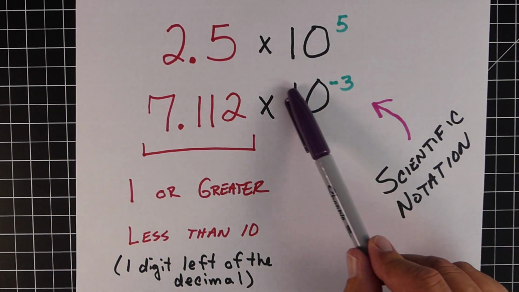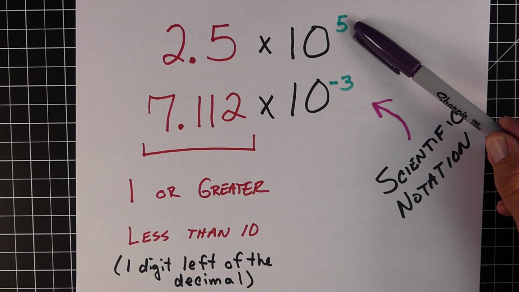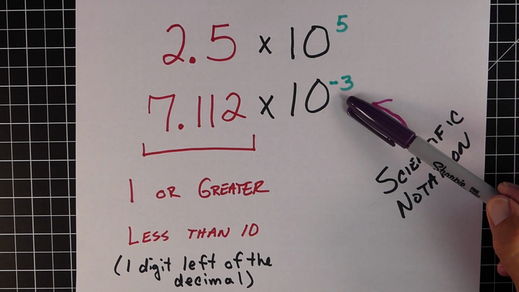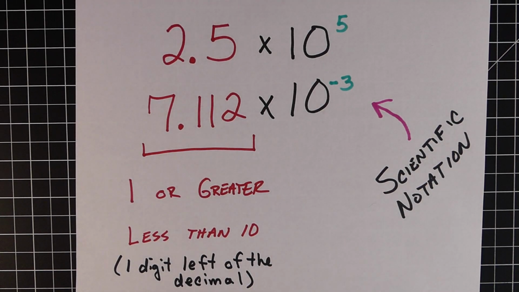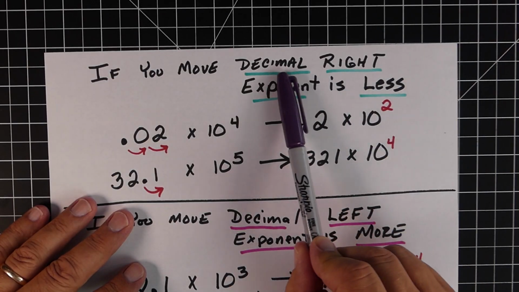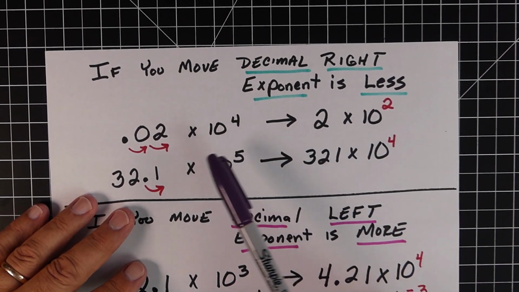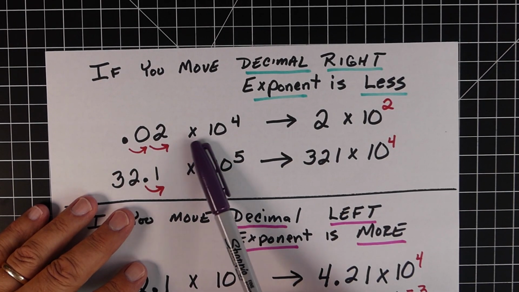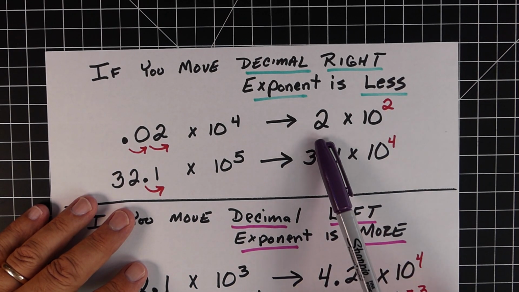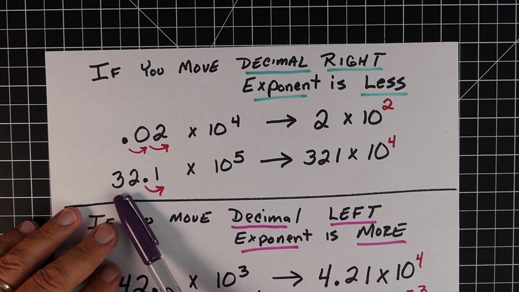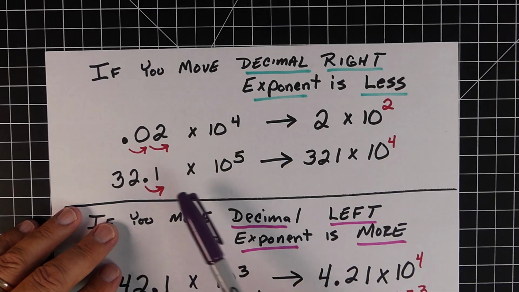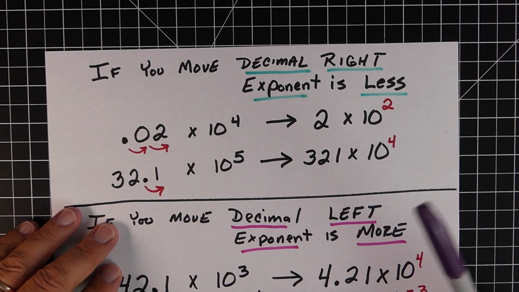Next, we're going to have times 10, and then we'll have an exponent. If the exponent is positive, it means the number is greater than 1. If the exponent is negative, it means it's going to be less than 1, or like a decimal. Now, when we move decimals, if I move a decimal to the right, the exponent actually gets less. In this example, when I had 0.02 times 10 to the fourth and moved it 2 times to the right, the exponent went from 4 to 2. Here, I moved it 1 time to the right, and the exponent goes from 5 to 4.